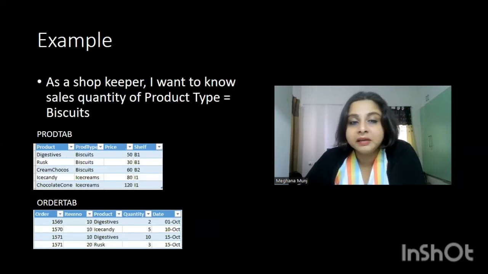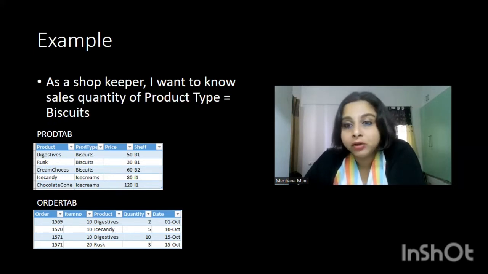Now, let us take an example or a use case. I always say that if you want to understand business logic or how to write code, you should always go to a grocery shop. So as a shopkeeper, I want to know the sales quantity of product type biscuits. I have two database tables, prod tab and order tab. One of the fields in the prod tab is the product type, and against those products there are various orders which have been placed in the order tab.